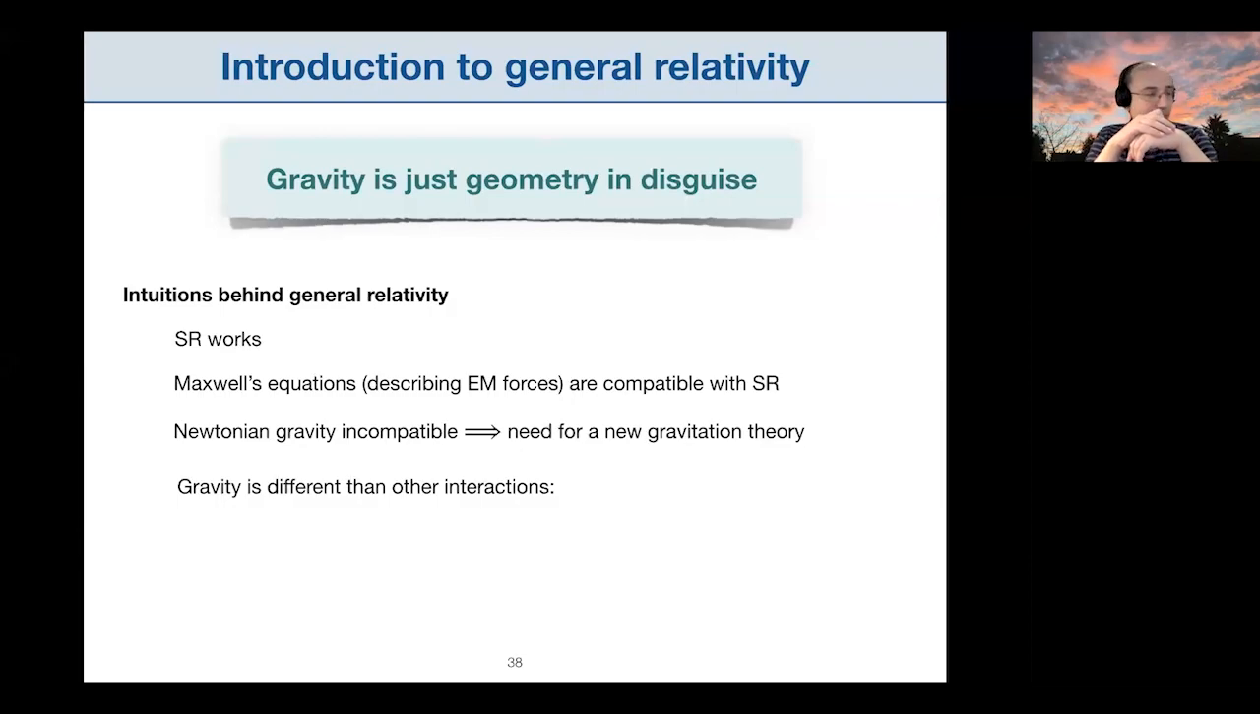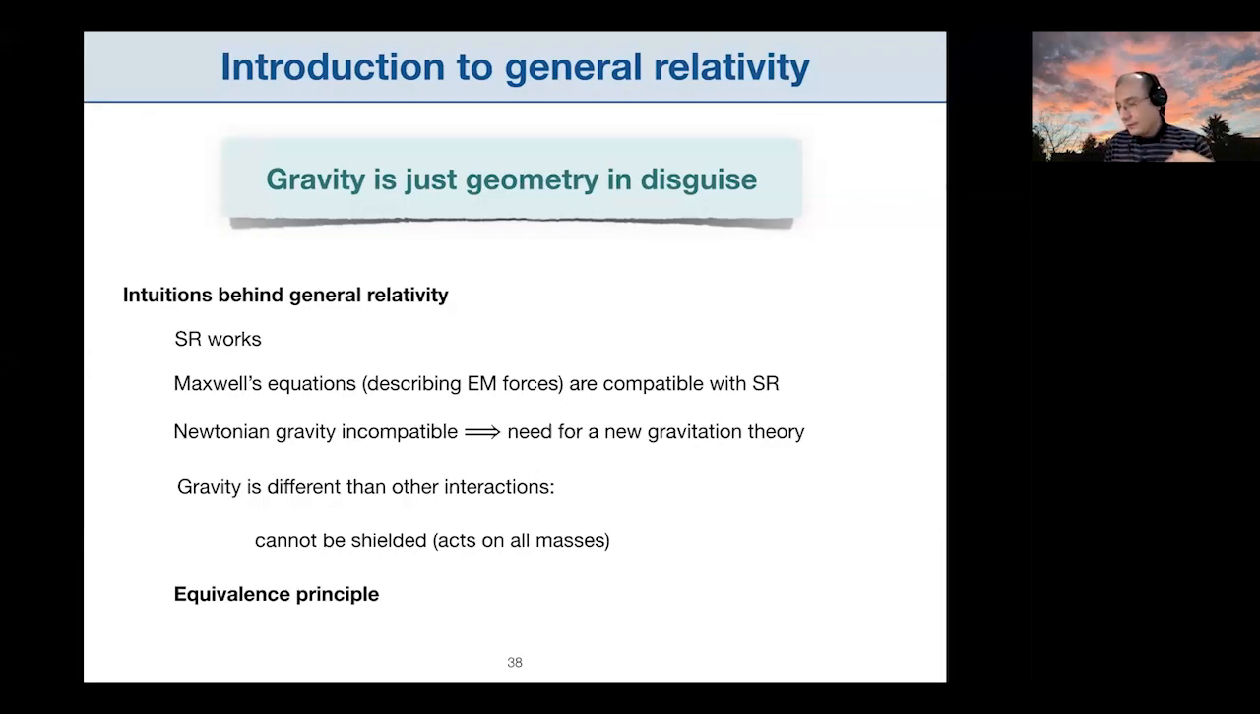But keep in mind that, as we stated in the first lecture, gravity is different than other interactions in a couple of ways. First of all, it cannot be shielded, unlike electromagnetic forces. It just acts on everything, on every mass. No matter what you do, every mass feels gravity. If you fly close to the Earth, you'll feel its gravity no matter what you do. But there is one more interesting thing with gravity, something that is absent in other interactions, and this is called the equivalence principle, and it played a big role in the formulation of general relativity, so we will discuss it a little bit in detail.